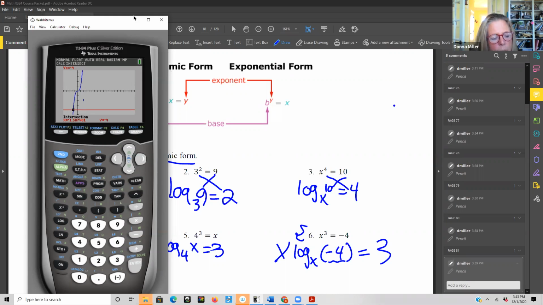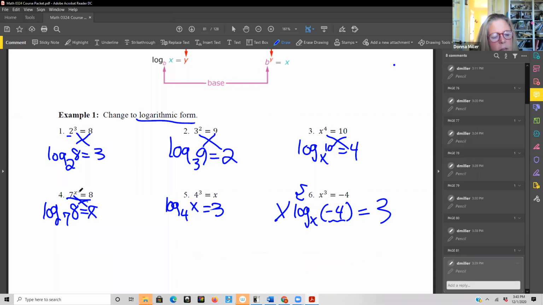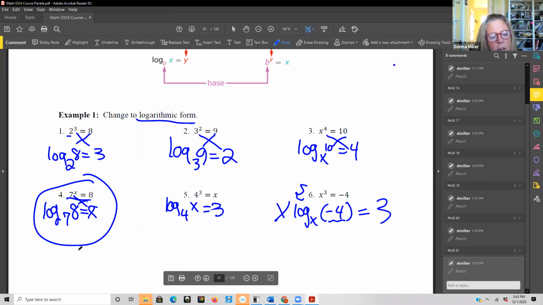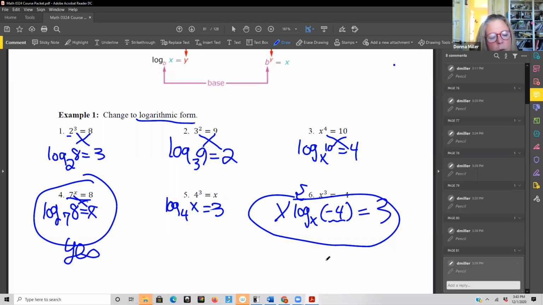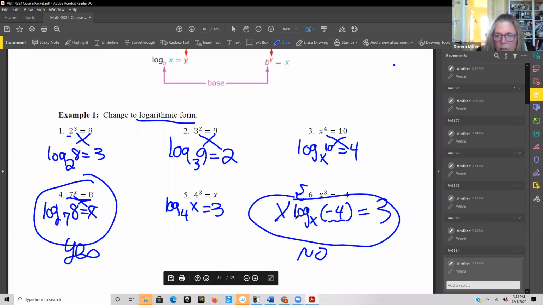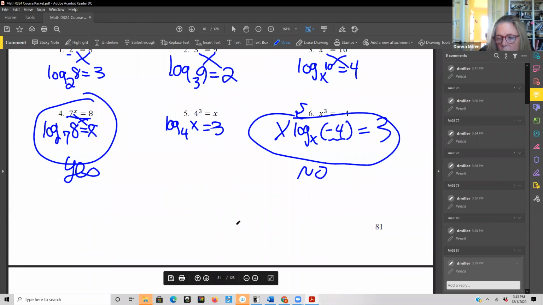So something like this, yes, because I could solve that on a calculator. I could do log base 7 of x. Something like this with the x downstairs, no. Okay, we don't use logs. We use logs when x is in the exponent. All right, is that okay?